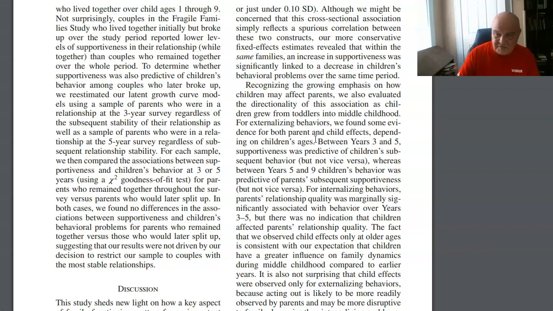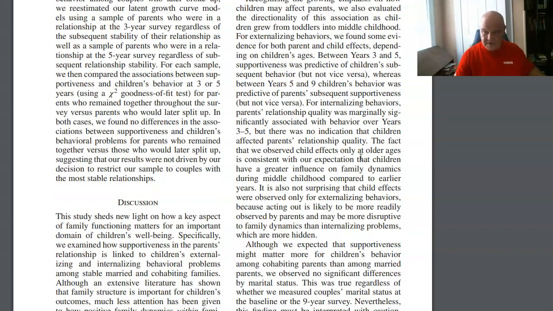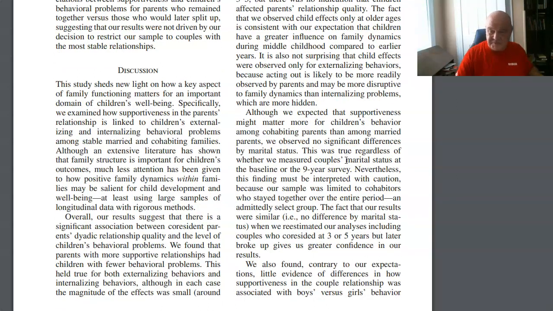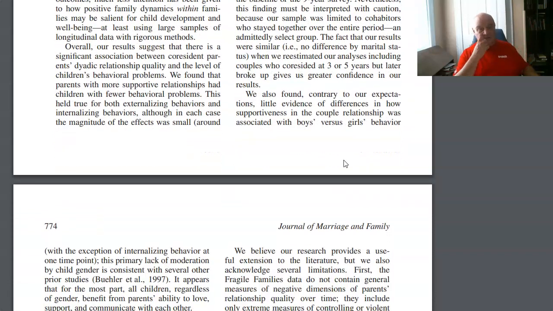Recognizing the emphasis on children may affect parents, we evaluate the directionality, so they can kind of switch this. For externalizing behaviors, you found some evidence for both parent and child effects depending on children's ages. But over the years 3 to 5, there's no indication that children affected parents' relationship quality. There are no significant differences by marital status, so cohabiting couples that were stable provided just as much of a chance of lessened behavioral problems than did married couples.